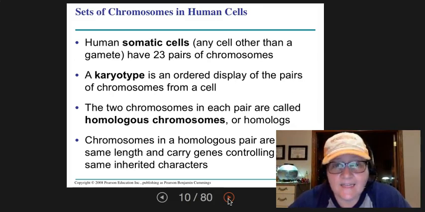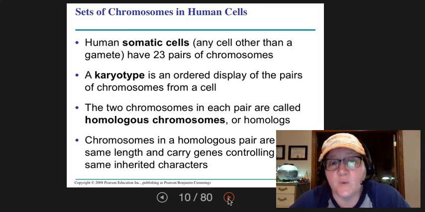So any of the cells other than the gametes, so everybody except gametes, are going to have 23 pairs of chromosomes. Okay, so somatic cells all have the same genetic information. They all have 23 pairs of chromosomes. They have a total of 46. They got 23 from mom and 23 from dad. That's how we get pairs.